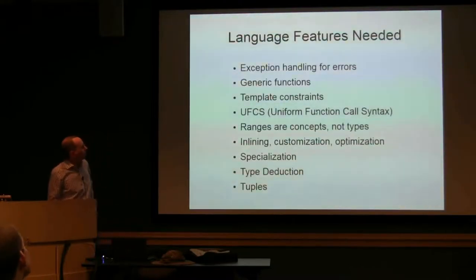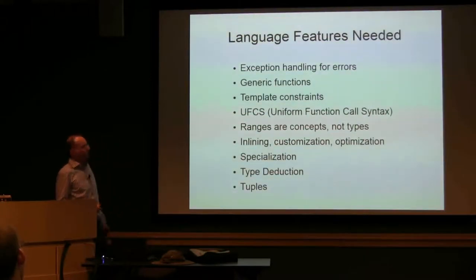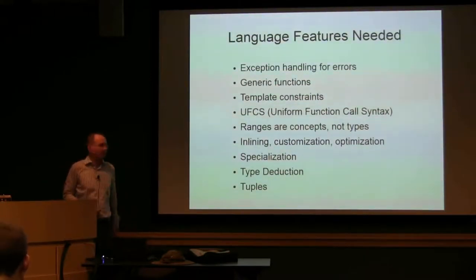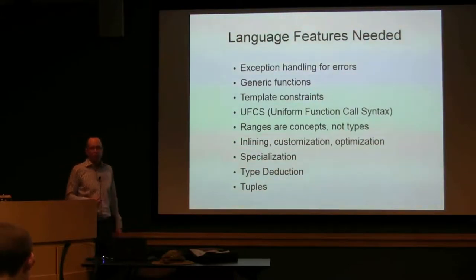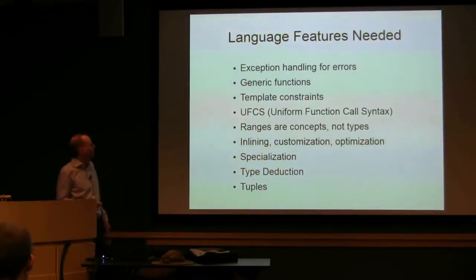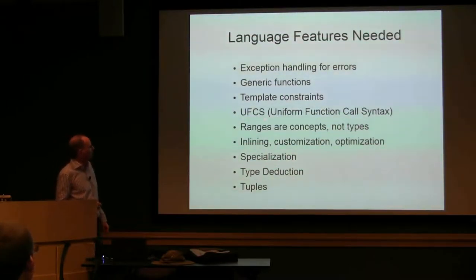So let's go over the language features we need to make this work in D, which are rather extensive. We need exception handling for errors, which we talked about, generic functions, basically templates. The template constraints, which in C++ would be called a concept. Uniform function call syntax. We know ranges are concepts, not types. We talked about inlining, customization, and optimization and specialization.